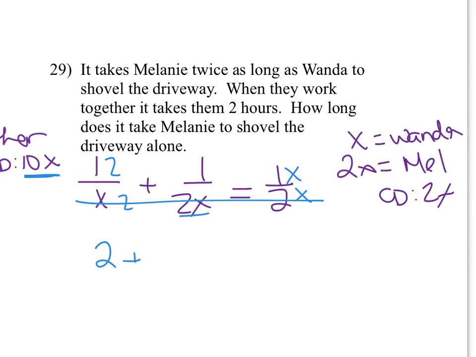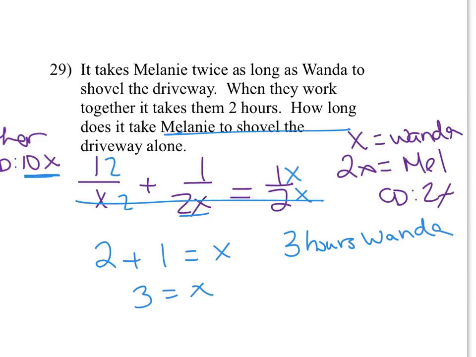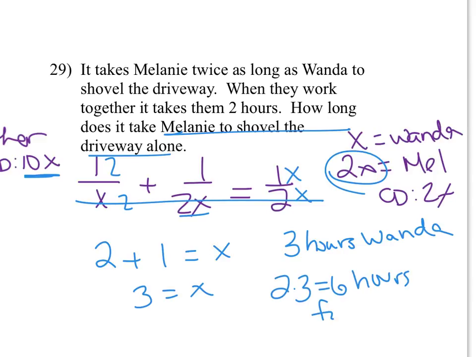I'm left with 2 plus 1 equals x, 3 equals x. So this one says it takes 3 hours for Wanda to do it alone, but we want to know how long it takes Melanie. So it's 2 times 3 hours, or 6 hours for Mel.